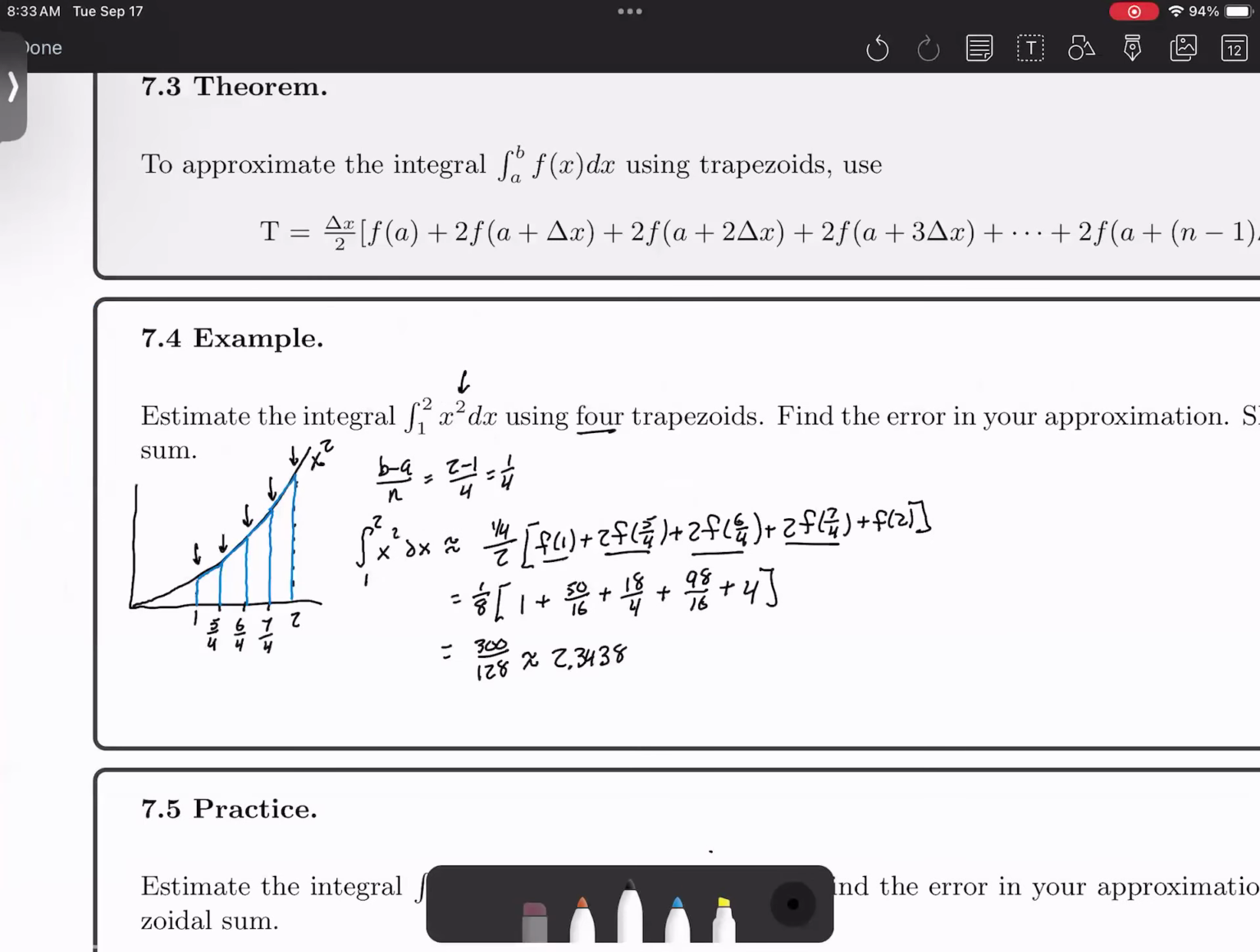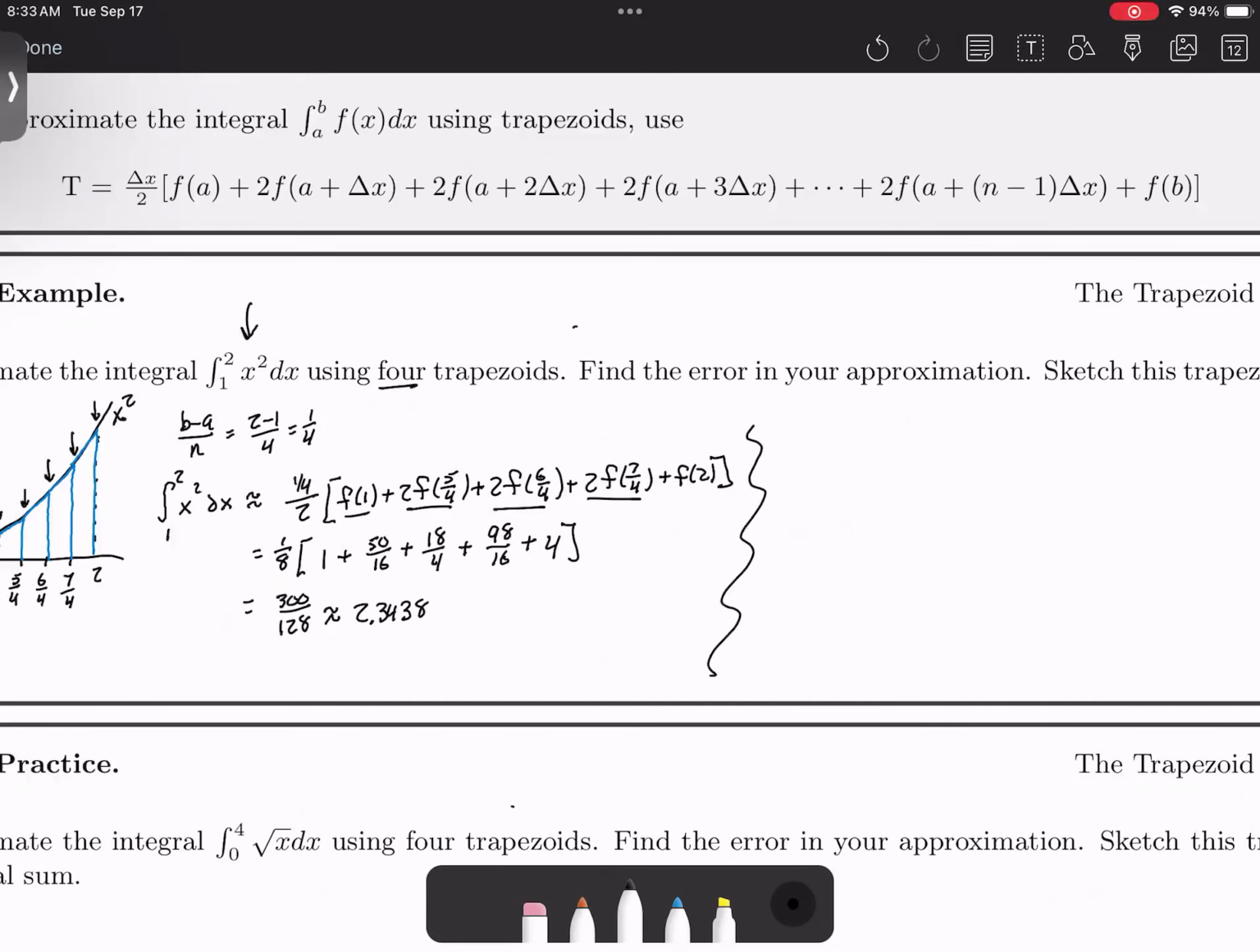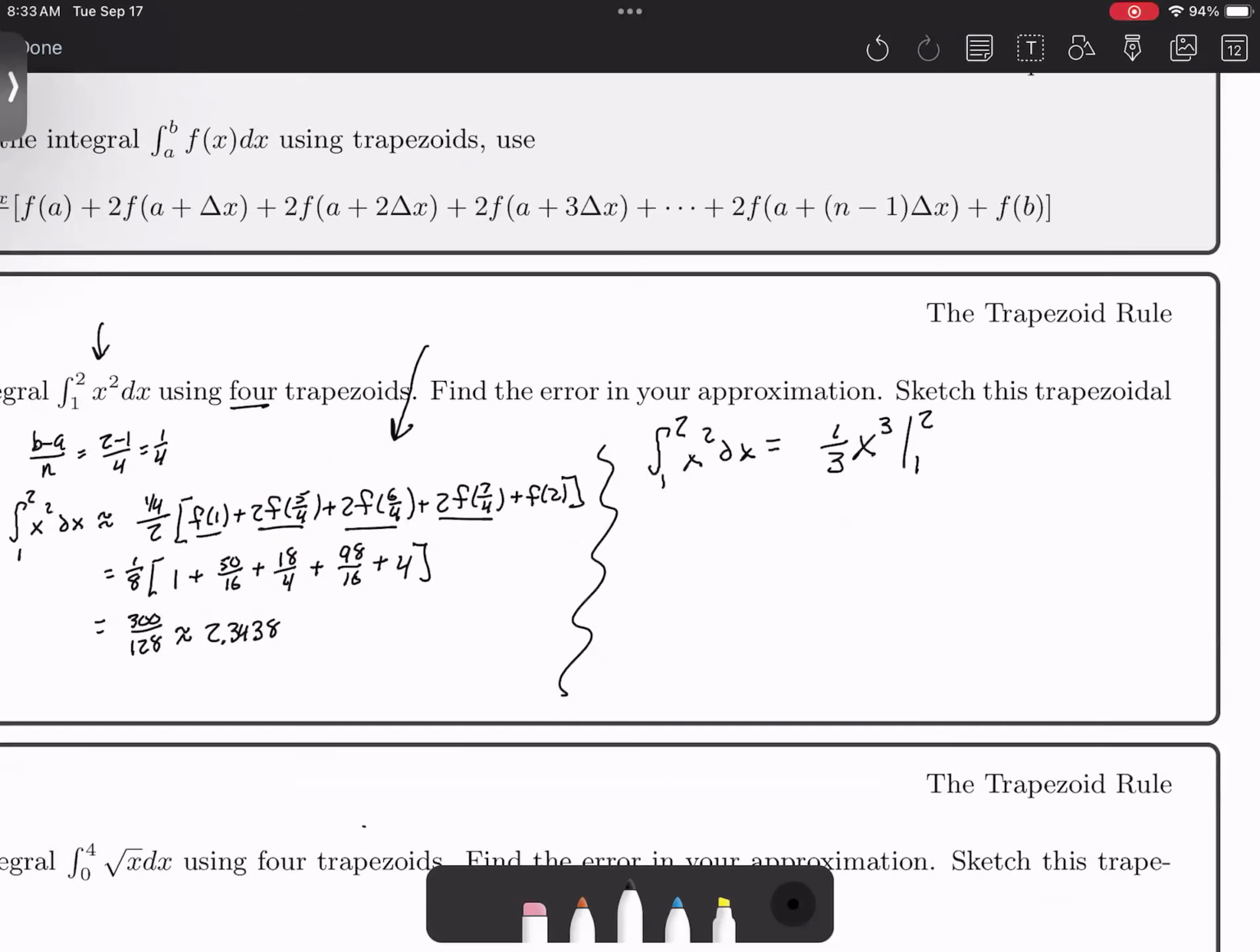So this function, we actually didn't even need to use an approximation, right? We can actually find an antiderivative of x squared and use it to find the area. So let's find the exact area, right? This was an approximation with trapezoids. To find it exactly, we take an antiderivative, which would be 1/3 x cubed, and evaluate that antiderivative at the bounds 1 and 2 to find the difference. So this will be 8/3 minus 1/3, or 7/3.